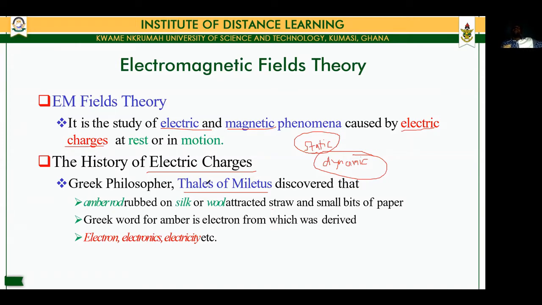And then you realize that it begins to attract things because charges have been developed on that material. And therefore, Thales of Miletus discovered that the amber rod, after being rubbed with wool or silk, is able to attract straw. Now, the Greek word for amber is elektron, I think spelled with a K, from which were derived electron, electronics, and electricity. All of these fields emanate from that. So the electric charge, which is the origin of all fields, as we have discussed, was first discovered by Thales of Miletus.